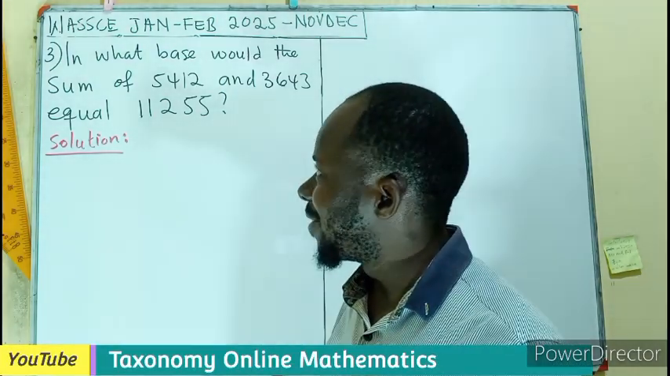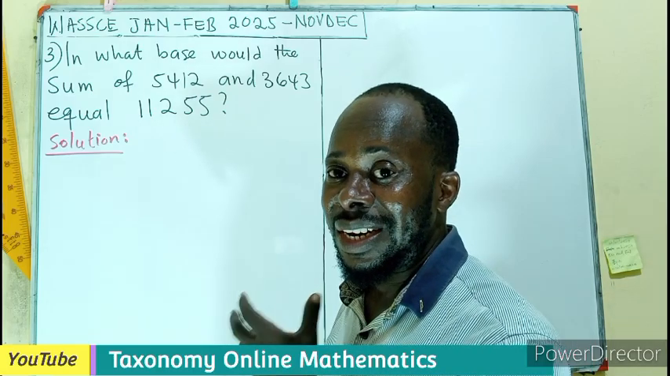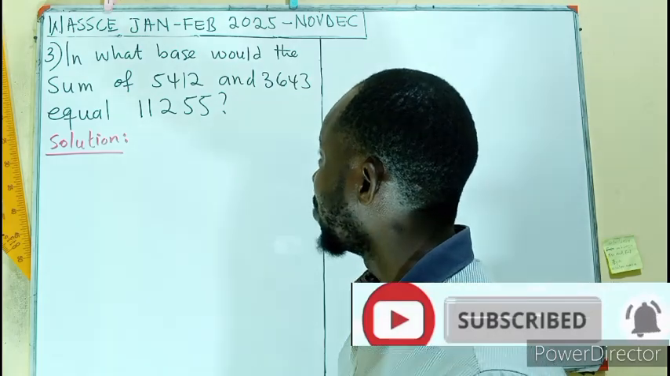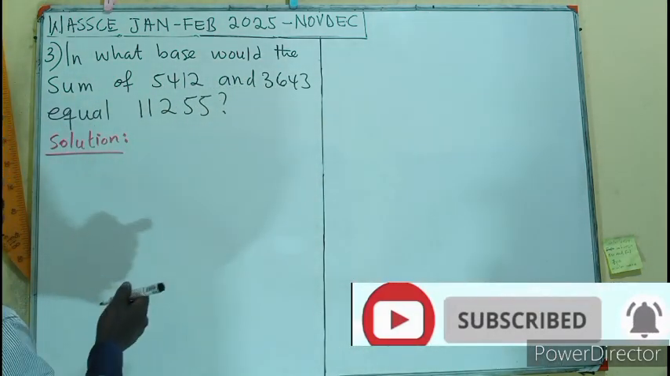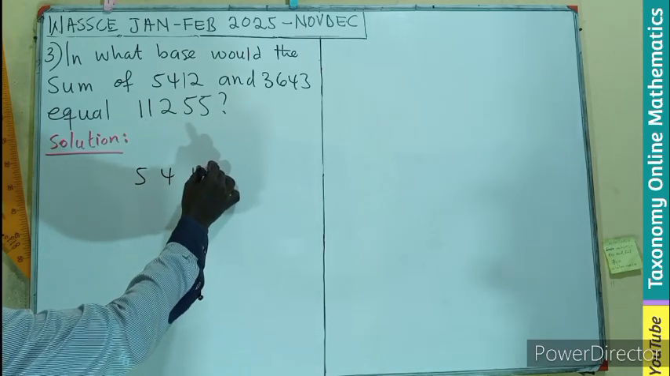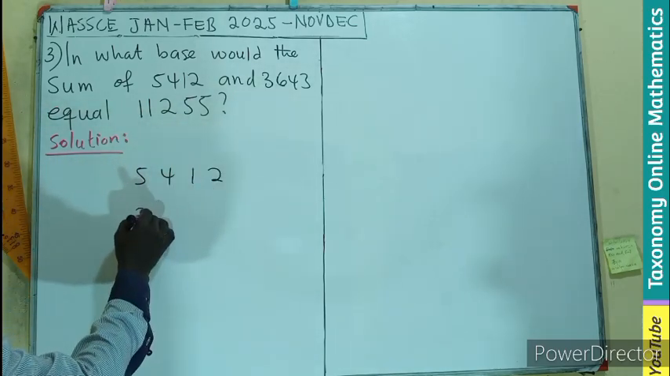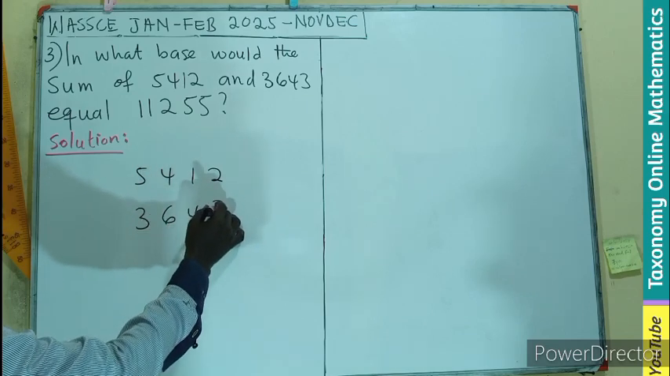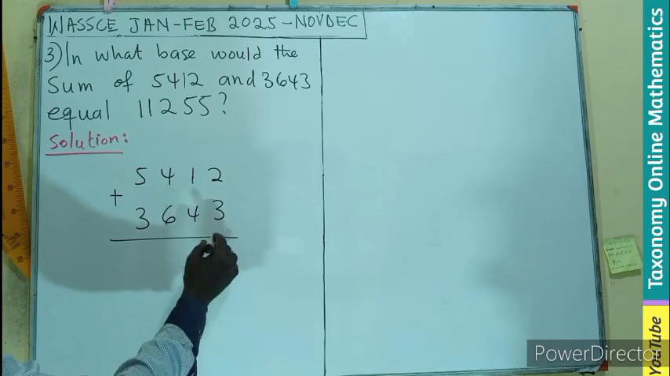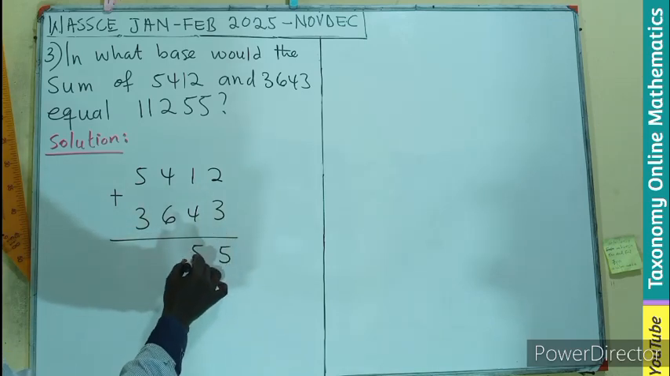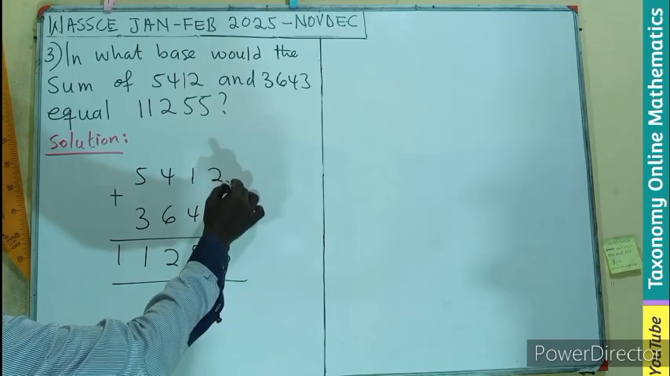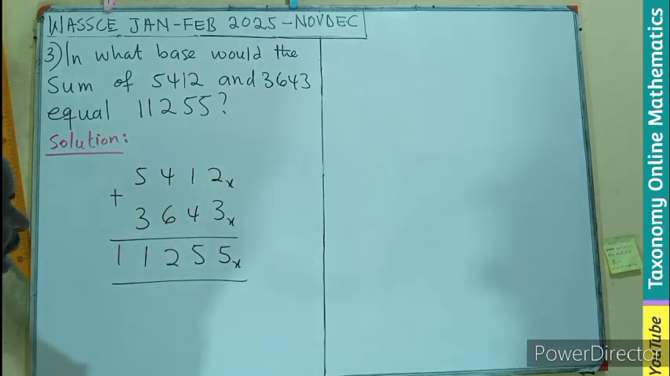Let's provide an answer to this number-base question from WASSCE 2025 February NOVDEC edition. In what base will the sum of 5412 and 3643 give an answer of 55211? We are looking for the base in which this addition is done.